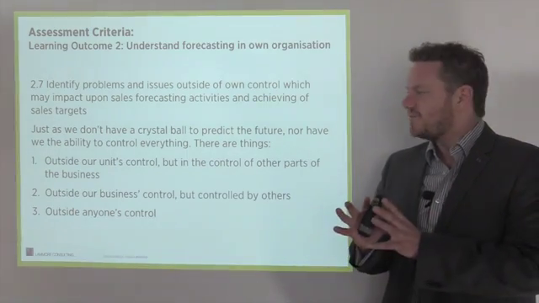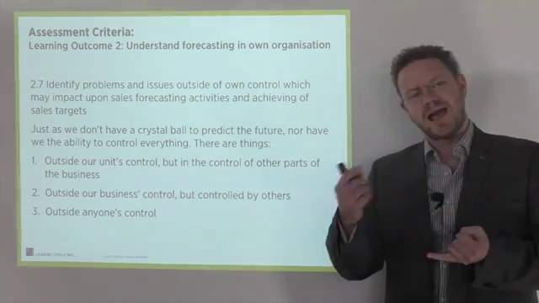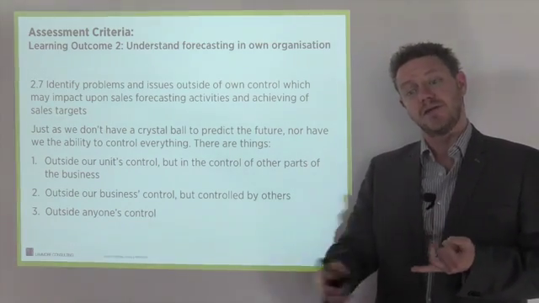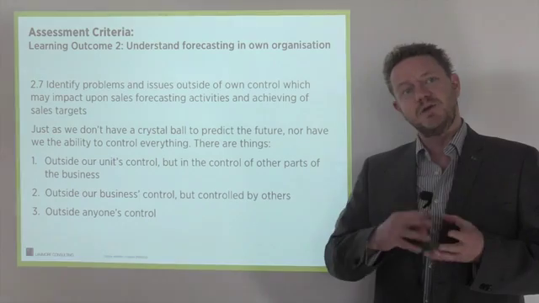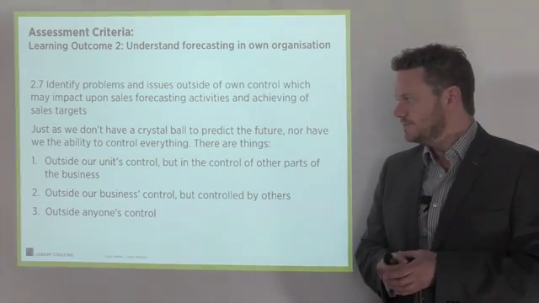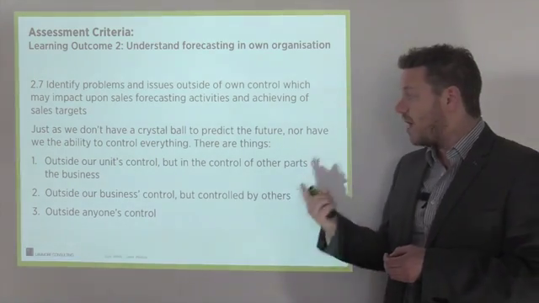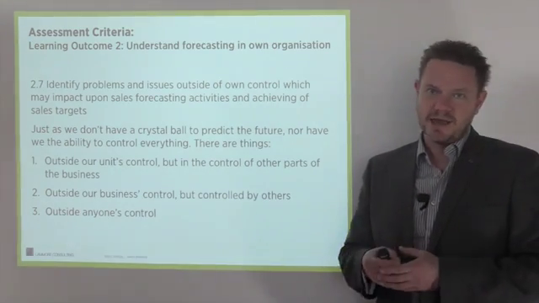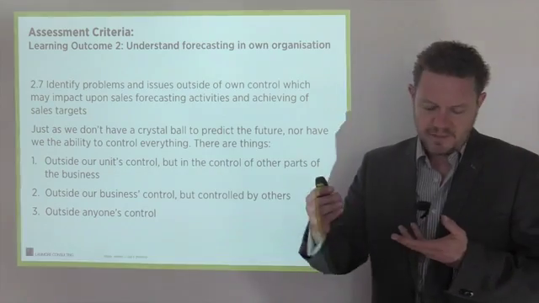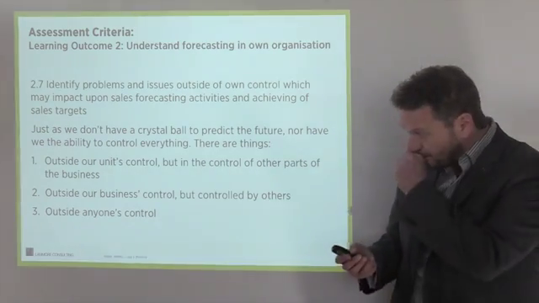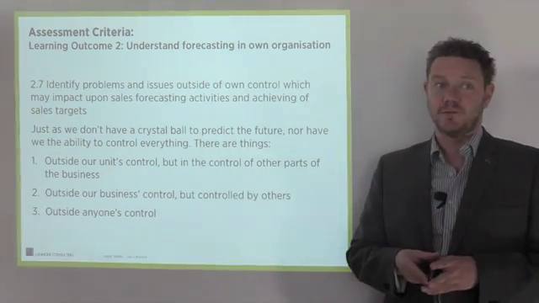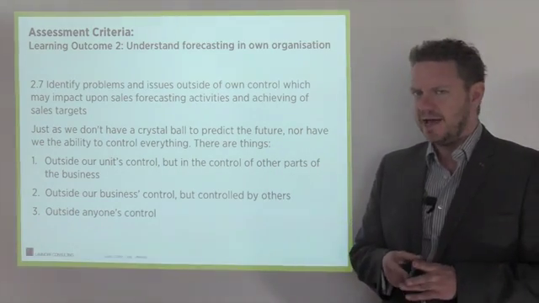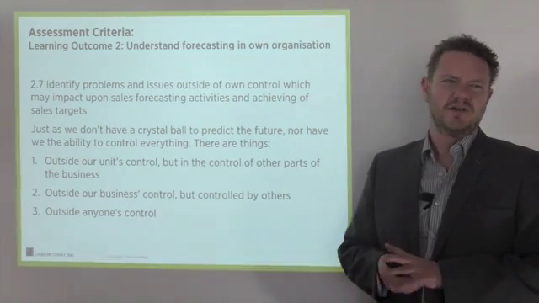And there are 3 ways of dividing this. Sometimes it might be outside of our personal control or our unit's control, but inside the control of other parts of the business. And that's where communication around forecast can be really important. It might be outside of our business's control, but other people could control it. And that might be competitors, it might be customers, it might be political situations and so on. It could be outside anyone's control. Some political stuff, but getting into social areas and so on, that actually, do you know what, nobody can do anything about.